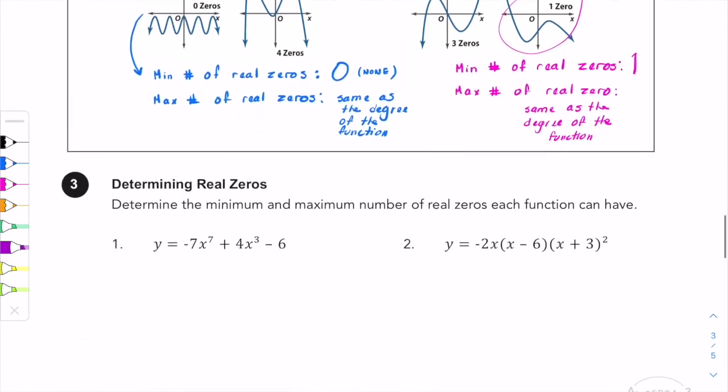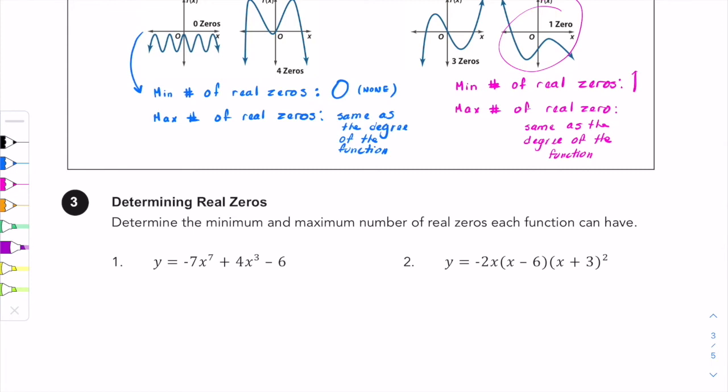If we take a look at my examples, it says determine the minimum and maximum number of real zeros. I am not asking you for the zeros here, I'm asking you specifically for the minimum and maximum number. And that has to do with the degree of the function.